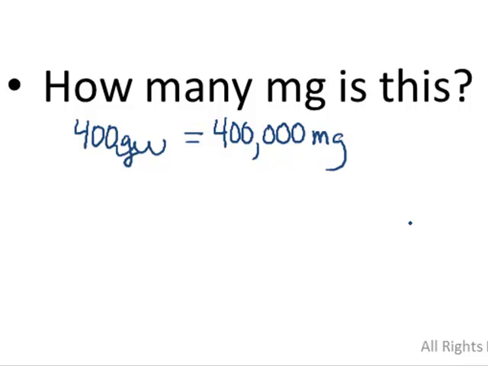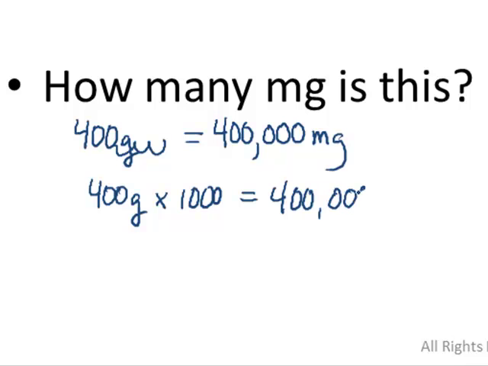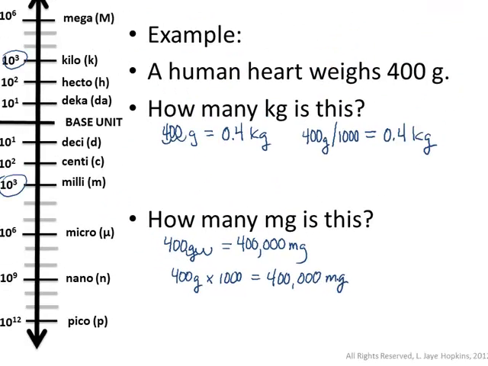So 400,000 milligrams in 400 grams. My other option is to multiply. Because there are 1,000 milligrams in a gram, I can say that 400 grams times 1,000 gives me the same answer, 400,000 milligrams. So in 400 grams, there's 400,000 milligrams.